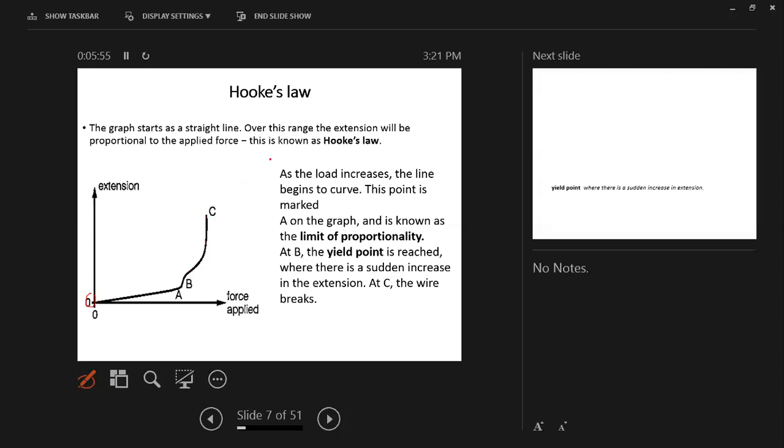So again, Hooke's law states that the amount of force applied on an object is going to be directly proportional to the amount of extension, okay? If you want more extension, you have to apply more force on an object.